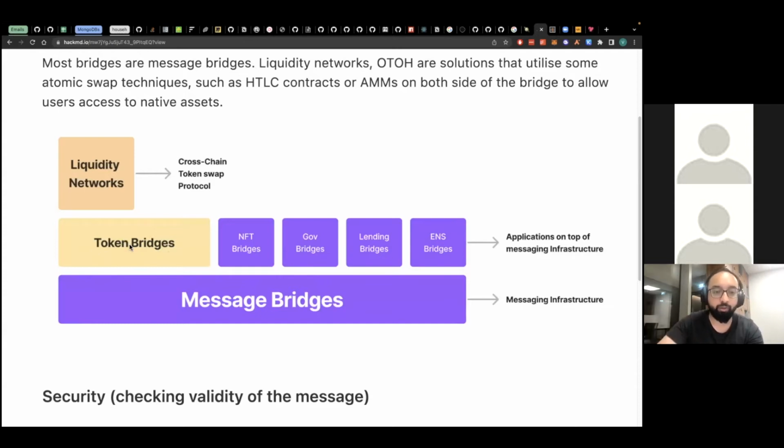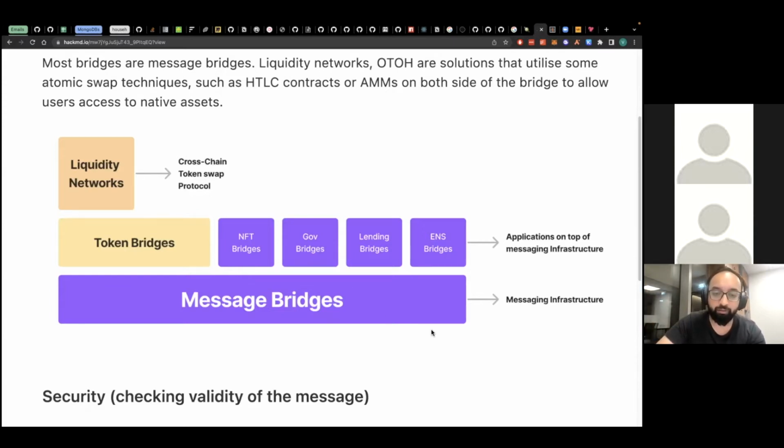those are things like token bridges, NFT bridges, governance bridges, where you can sit on one chain and vote on a governance proposal on another chain. Lending bridges, which allow you to do fun things like deposit your asset on one chain and borrow using that as a collateral on another chain. ENS bridges: buy an ENS name on Arbitrum, use the ENS name on Optimism inside a smart contract. So all of these are applications that leverage the underlying message bridge, right? So they are essentially built on top, right?